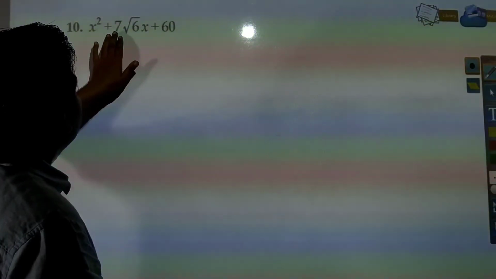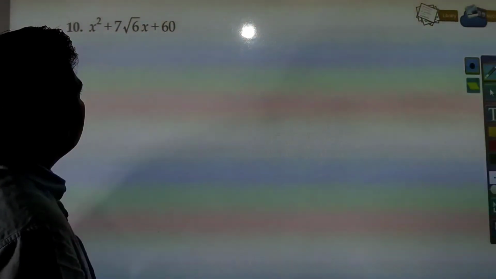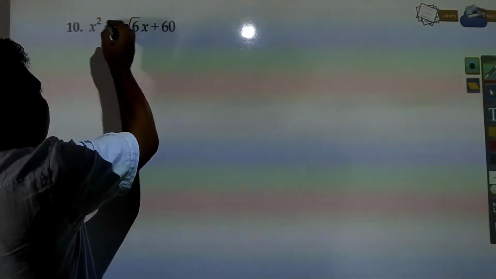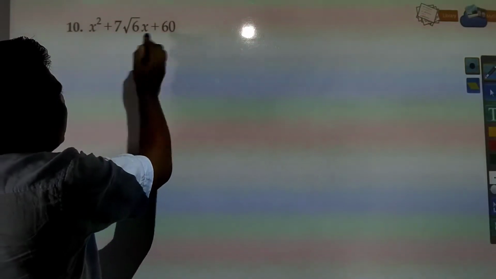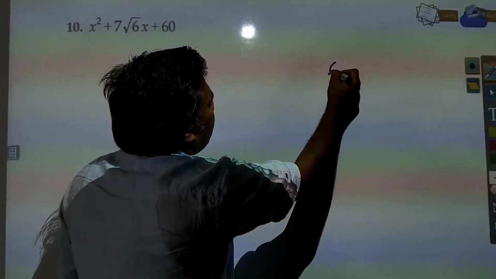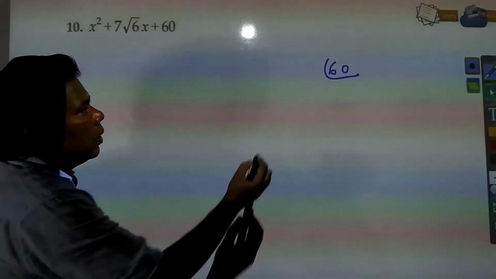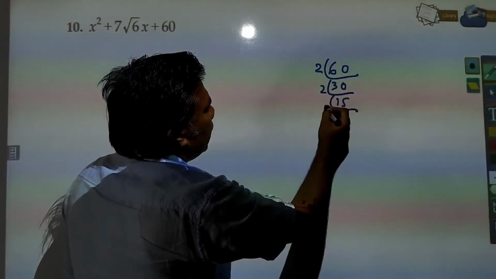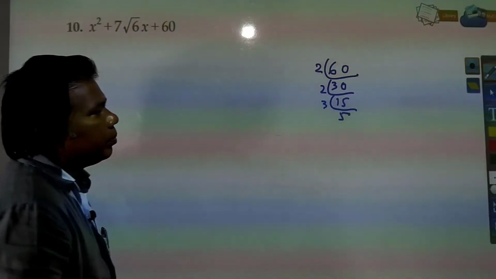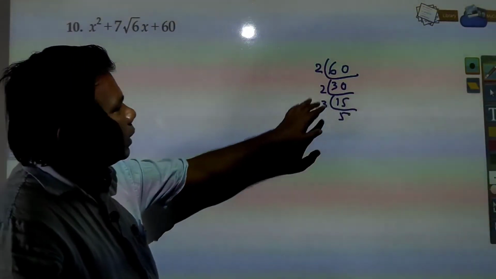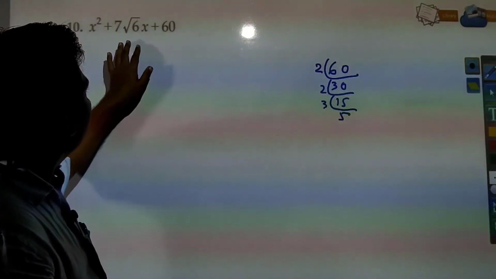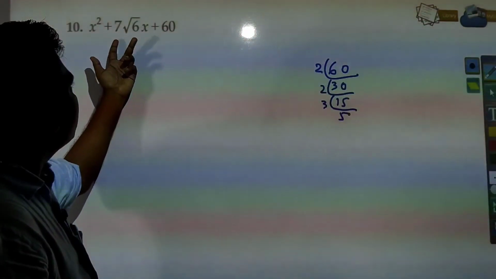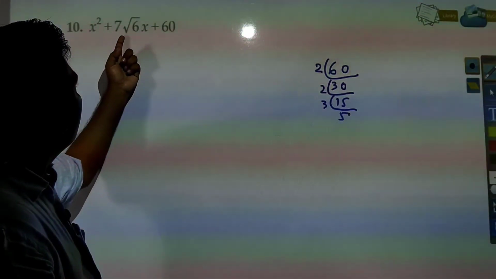x square plus 7 root 6 x plus 60. Again this is required, first term and last term. Coefficient of first term is 1 into 60 will be 60. So 60 will be required to be factorized. So 2 3s are 6, 15, and 3 5s are 15. Now here you see, this 60 is required to be split in such a way that product you should get 60, and if you are adding or subtracting, you should get 7 root 6 x.